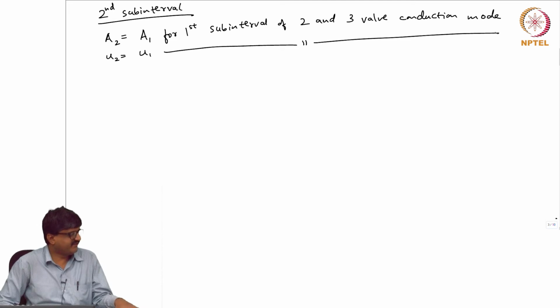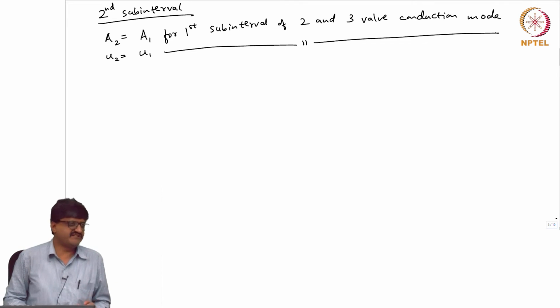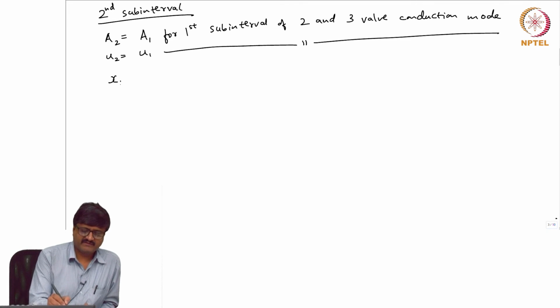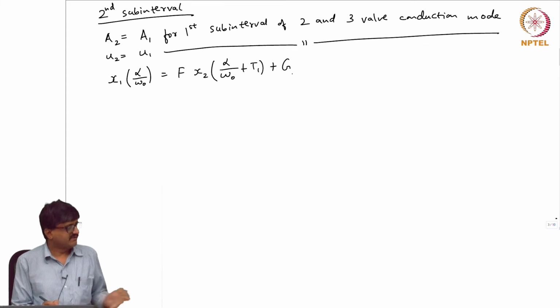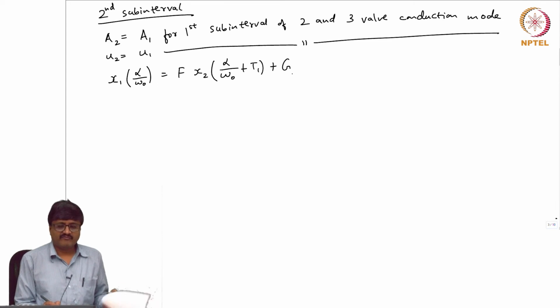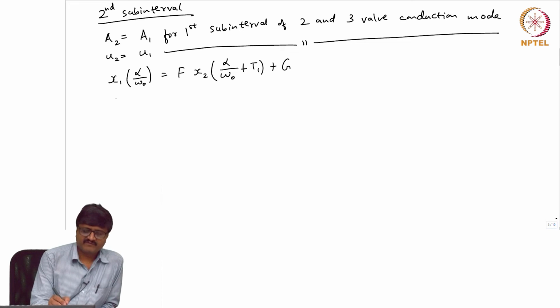So, the only things that remain are finding F and G. So, if I go by the general equation, x1 at alpha by omega O is equal to F into x2 at alpha by omega O plus T1 plus G. So, now we have x1. What is x1 at alpha by omega O?